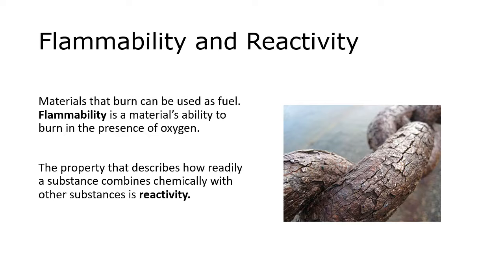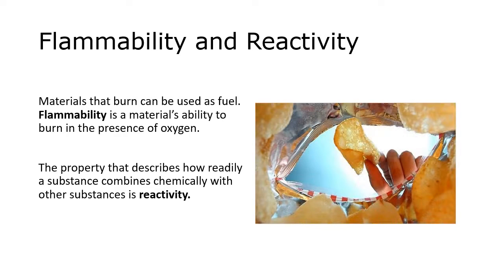Rust is a brittle, reddish-brown compound that forms when iron reacts with water and oxygen in the atmosphere. Iron is very reactive. Nitrogen is very useful because of its low reactivity. Potato chip bags are filled with nitrogen at the factory to increase their shelf life and to protect them in shipping. This gas also helps to prevent fires and explosions in the transportation of petroleum.